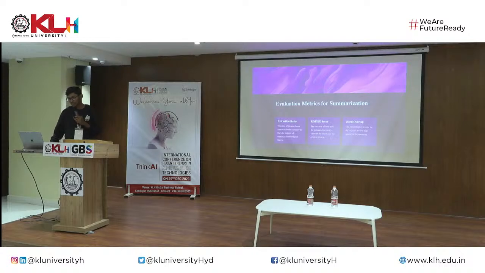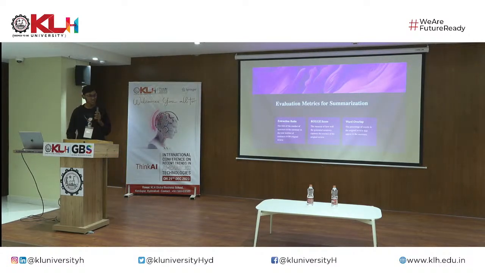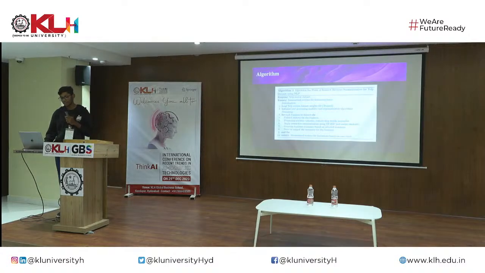These are the evaluation metrics for summarization. We get the extraction ratio and the ROUGE score, which is around 0.4, and also the word overlap. And this is the algorithm which we have used.